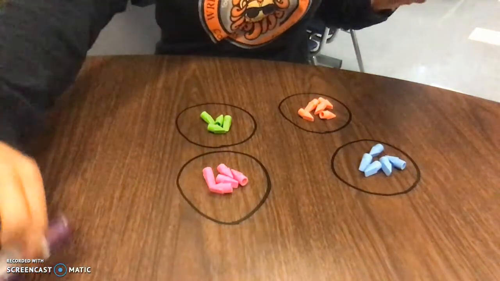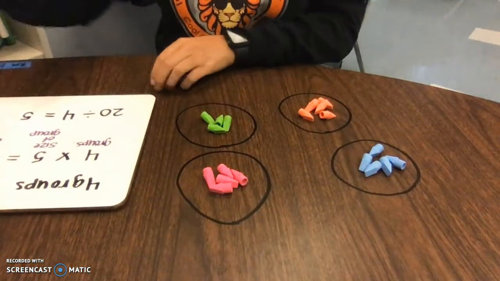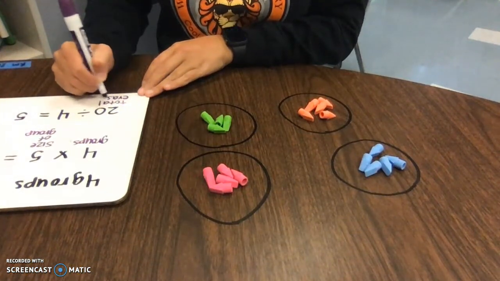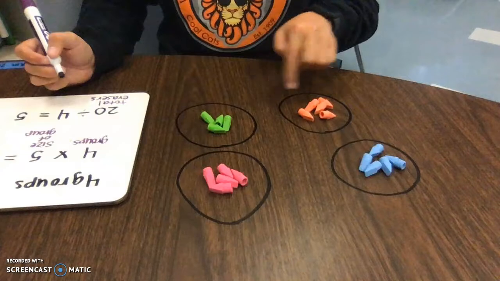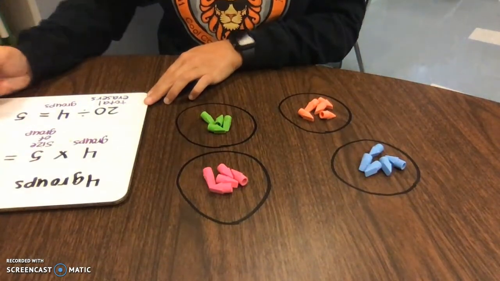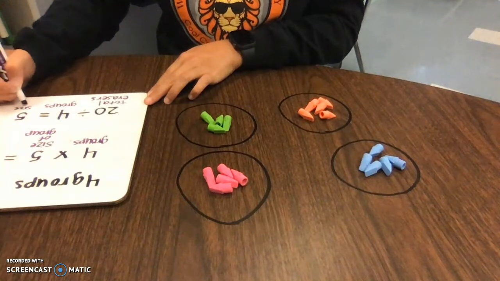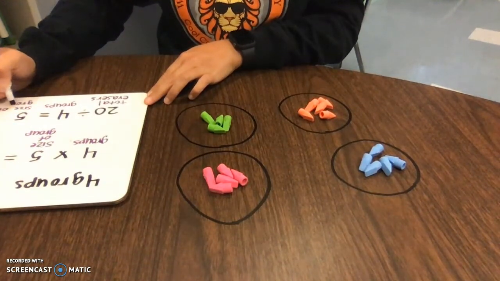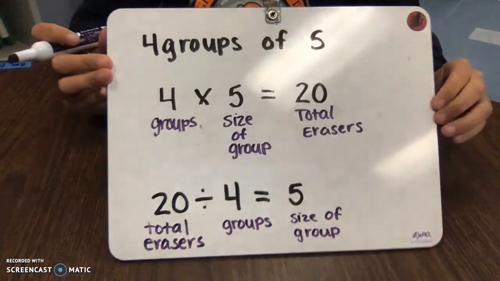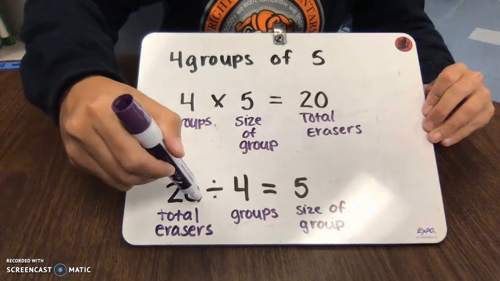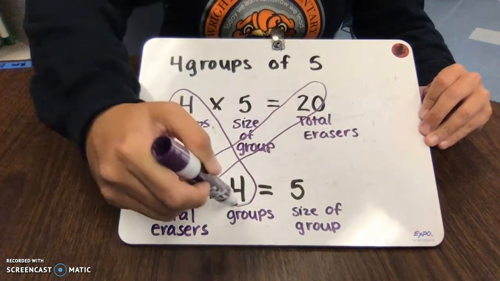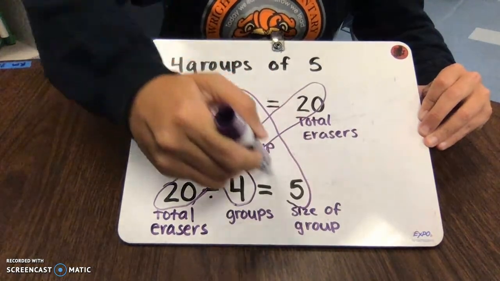So let's label our division equation. We know that the 20 stands for the total erasers. We know that the 4 is the number of groups. And we know that the 5 is the size of the group. So all we did was change our numbers around to make a division equation. The total is the same. The number of groups is the same. And the size of the groups stayed the same.